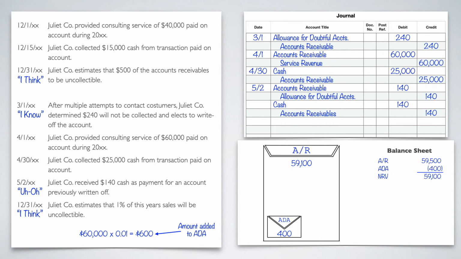So our journal entry on 12/31 would be a debit to bad debt expense, because we're expensing it. That's the whole point of this, of 600. And then we will credit allowance for doubtful accounts for 600.